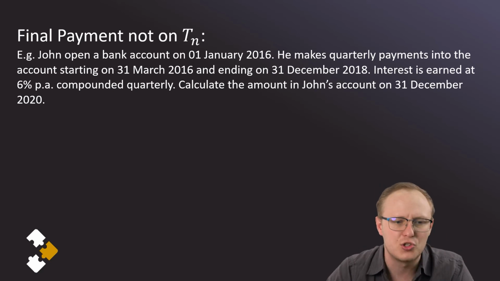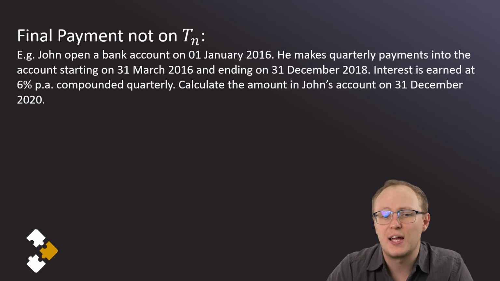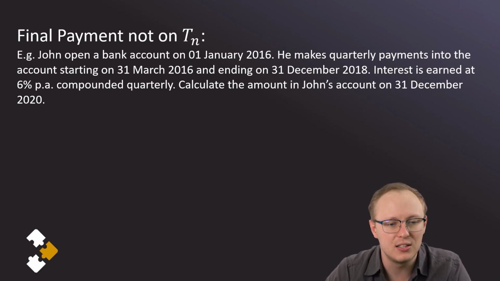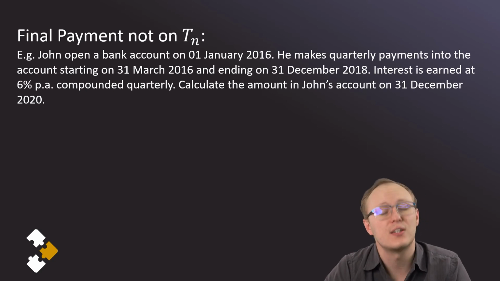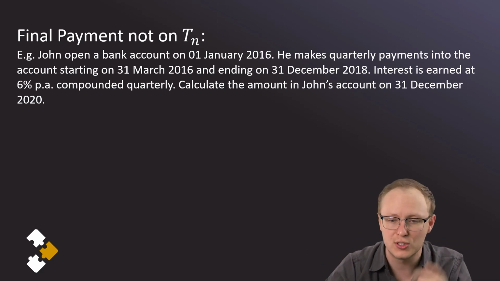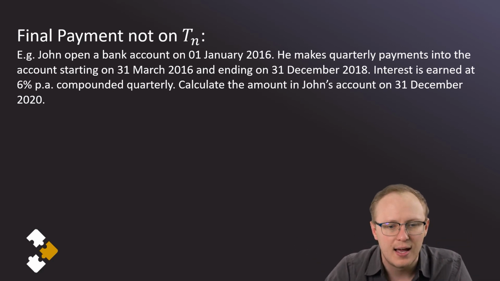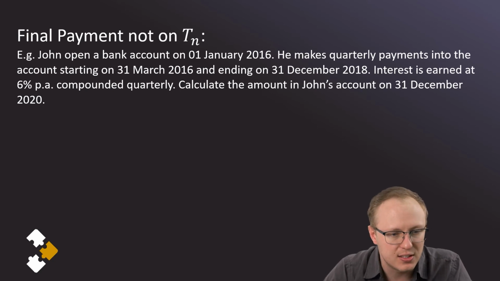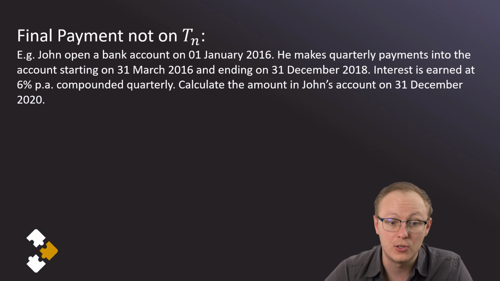Okay, so we've got John. He's been very busy of late. He opens a bank account 1st January 2016. He makes quarterly payments into the account starting on 31 March 2016. Is that the end of the quarter, January, February, March? Yeah, that's at the end of the quarter, so we're in arrears, that's working. And ending on 31 December 2018, interest is earned at 6% per annum compounded quarterly.